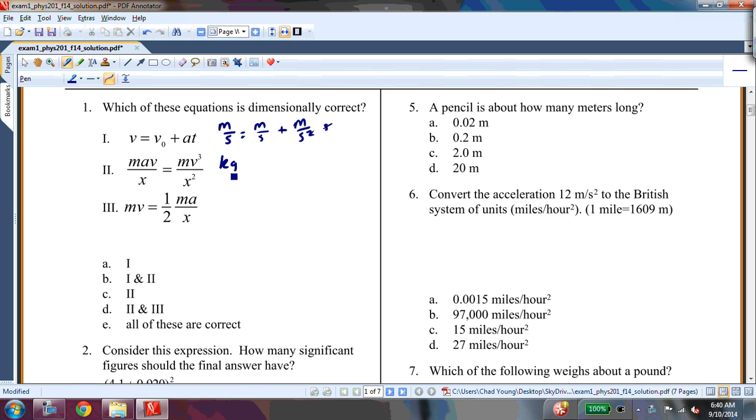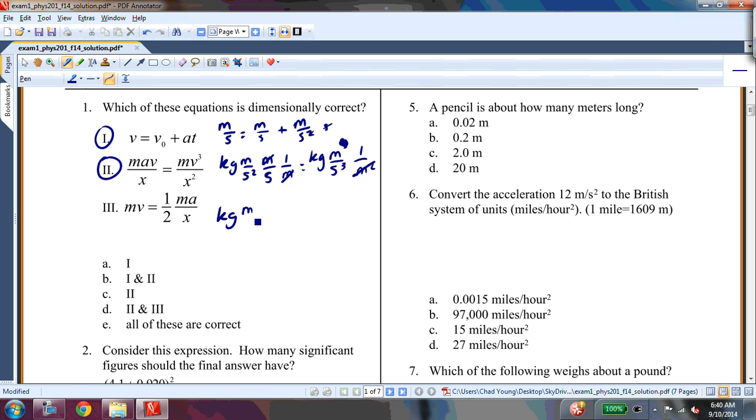Here I have kilograms, meters per second squared. That's m times a. Meters per second, that's v. And then 1 over x is 1 over meters. And then I have kilograms, meters per second, that's v, but they're both cubed, because it's v cubed, and then 1 over meters squared. Let's simplify this a little bit. That cancels with 2 of those. And over here, that cancels with that. I'm left with kilogram meters over seconds cubed, kilogram meters over seconds cubed, so that's okay. So far 1 and 2 are dimensionally correct.